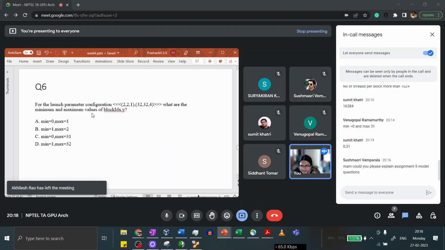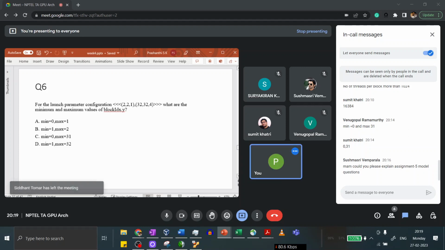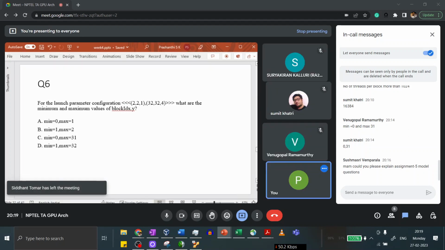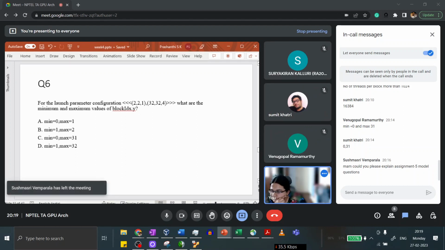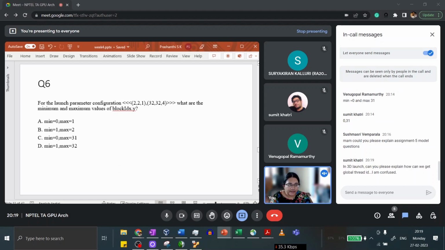Again, a very similar question. For parameter configuration 2, 2, 1, 32, 32, 4, what are the minimum and maximum values of block ID dot y? Any answers? Take your time. I will give you 2 minutes to solve it.